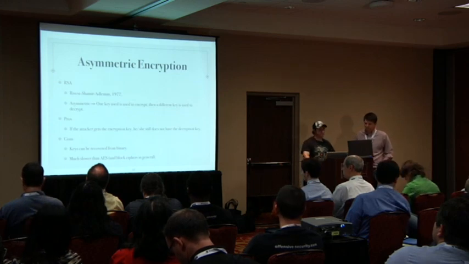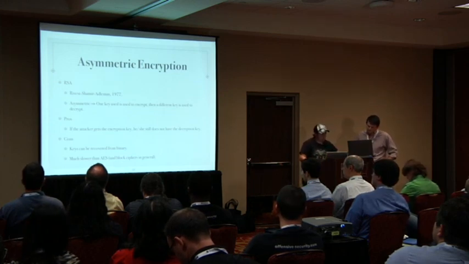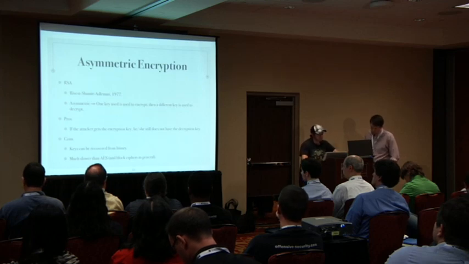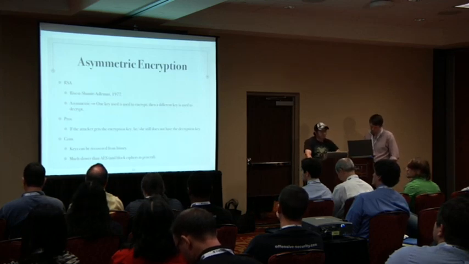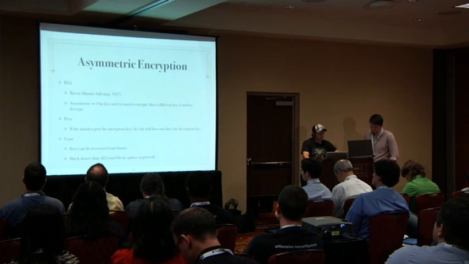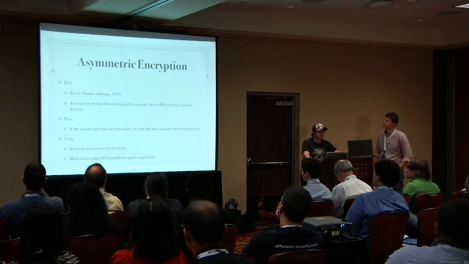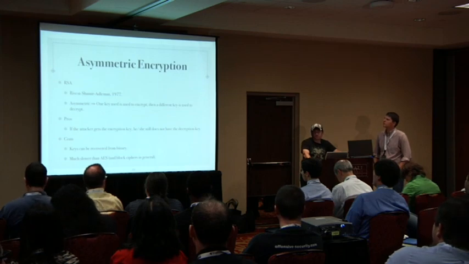So another method we're going to talk about is using asymmetric encryption, RSA being the most popular and what we're going to use. Basically, in asymmetric encryption, one key is going to be used to encrypt, which is the public key, and then a different key is going to be used to decrypt, which is going to be the private key.